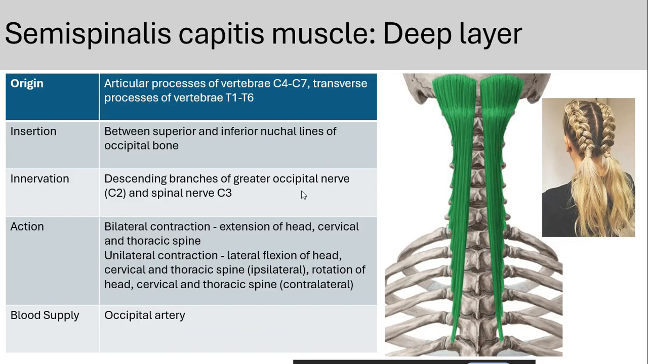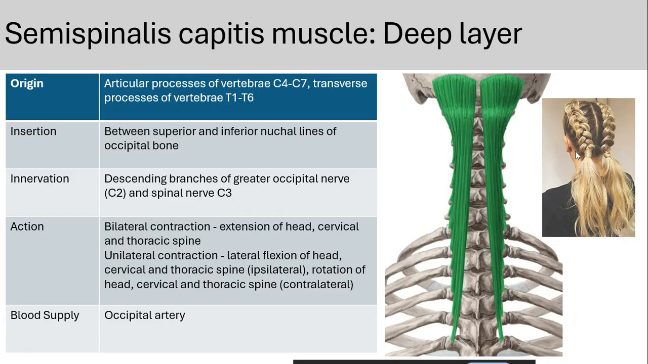Semispinalis capitis muscle, which is a deep layer muscle, right? It is on the deep plane and not superficial. Origin: articular process of vertebrae C4 to C7 and transverse process of vertebrae T1 to T6. Insertion: between the superior and inferior nuchal lines of the occipital bone.